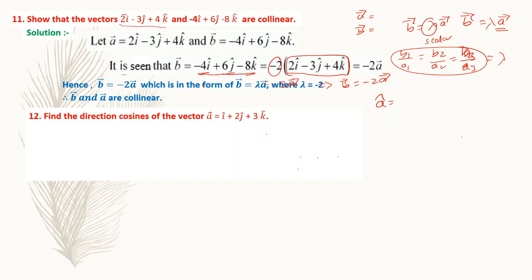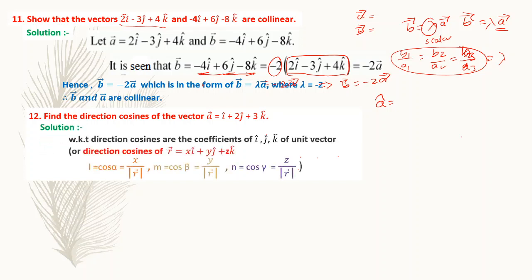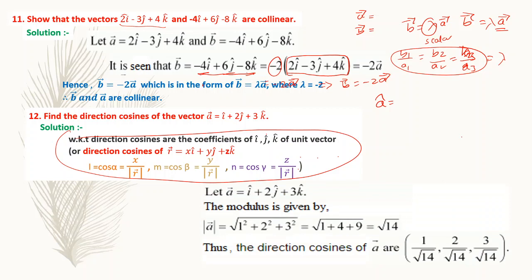I hope you all know how to find out the direction cosines. Unit vector: find out the magnitude of A. If you want, you can do it this way, a simple way. Just find out the magnitude of A. You got root 14. Find out the unit vector, which is equal to vector A divided by the magnitude of vector A. So that is equal to i plus 2j plus 3k divided by root 14.